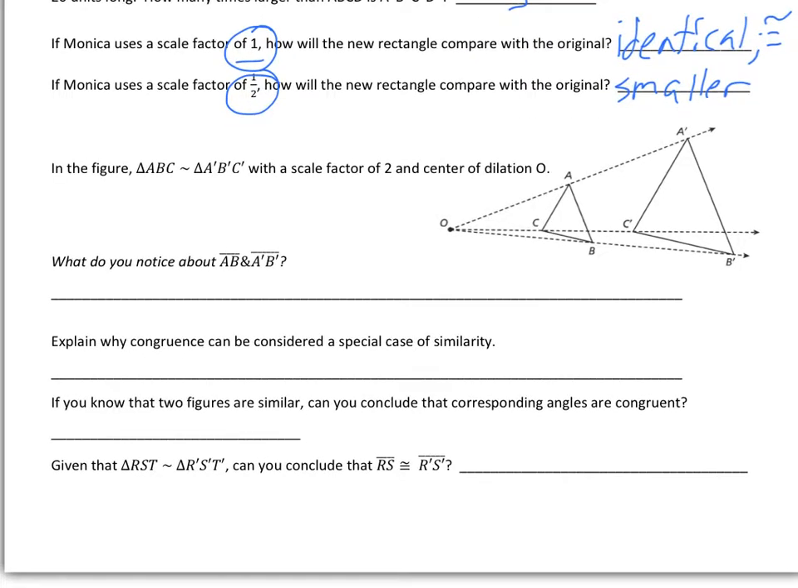Okay, and the last part of the notes. Here we have two triangles. What do we notice about AB and the pre-image? Well, if we look at these two segments, we'll notice one's longer than the other, but we'll also notice that they are parallel, aren't they? And if we noticed all the sides, those are also parallel. And the last one, we would see that they would also be parallel to each other, never intersect. They are parallel.